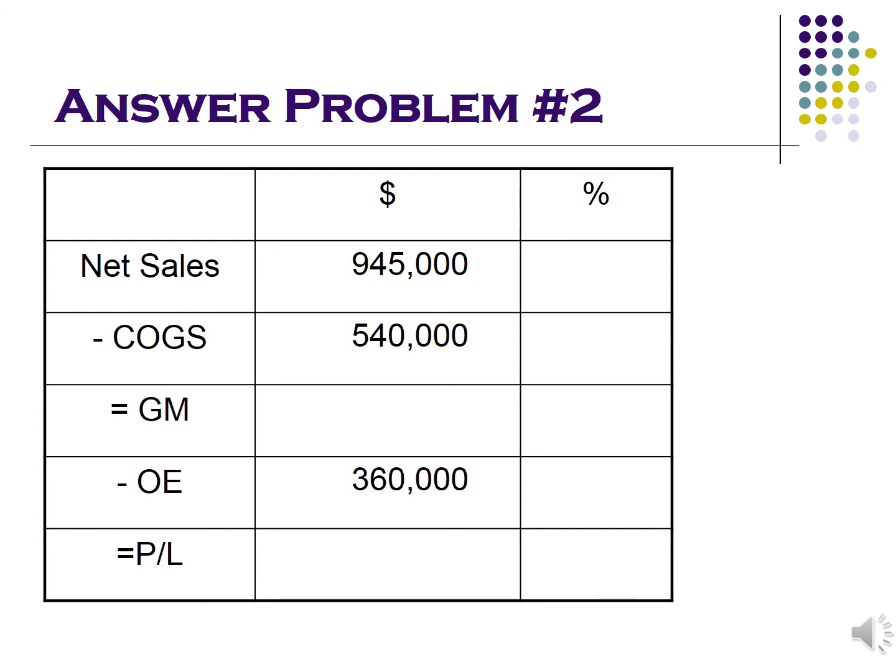So let's take a look at the answers. We do use exactly the same ways to calculate things. Net sales minus cost of goods sold equals gross margin. That's how the $405,000 gross margin was calculated. And the profit and loss, P&L, will be $45,000 because profit is gross margin minus operating expenses. And you can also calculate all the percentage numbers by dividing the dollar number of each component by the net sales dollar. And you get all these percentage numbers as you see on the slide.